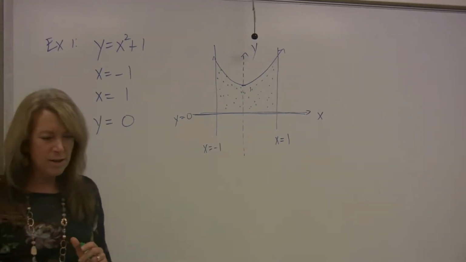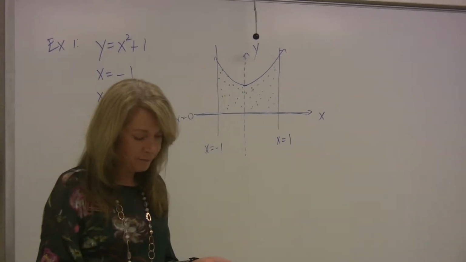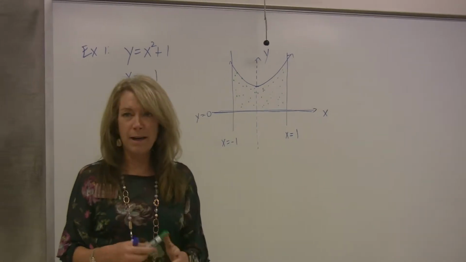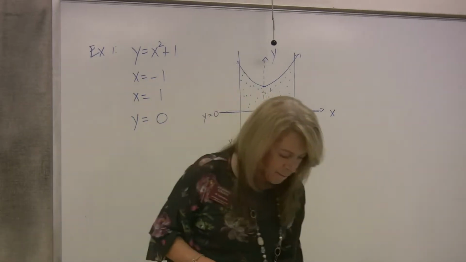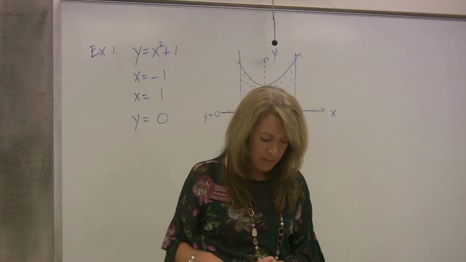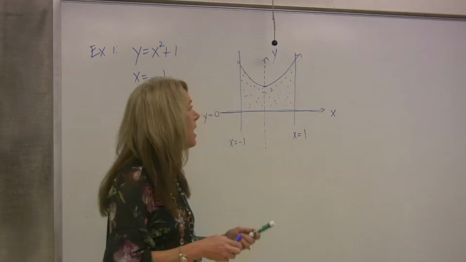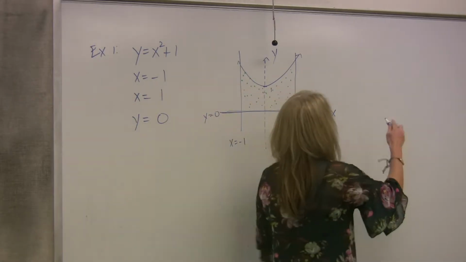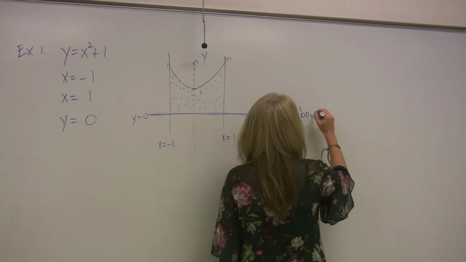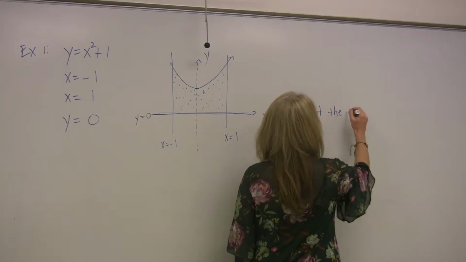So the direction said to draw that region, draw a representative rectangle, which I'm going to do in a minute, and find the volume of the solid obtained by rotating the region about the specified line, and it says about the x-axis. Here's where the 3 dimensions comes in.